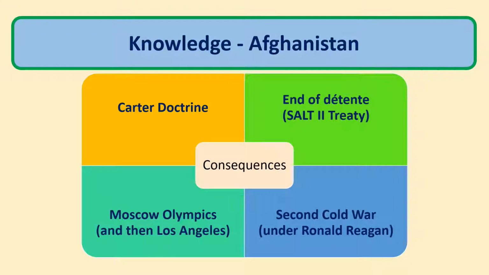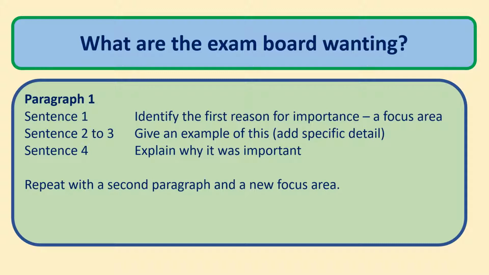So looking at that, what is the exam board wanting you to do? For each paragraph, I would look at the following. Firstly, identify a reason for the importance. What focus area are you going to draw upon? Give detail to that. In sentence 2 and 3, give examples of this. Add really specific details if you can. Sentence 4, possibly even sentence 5, explain why it was important.